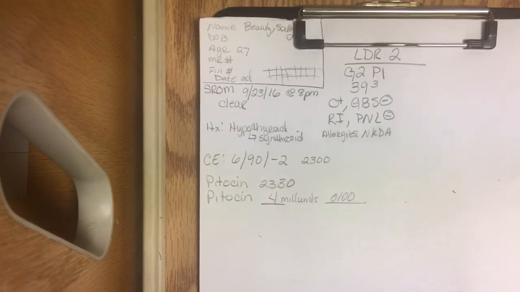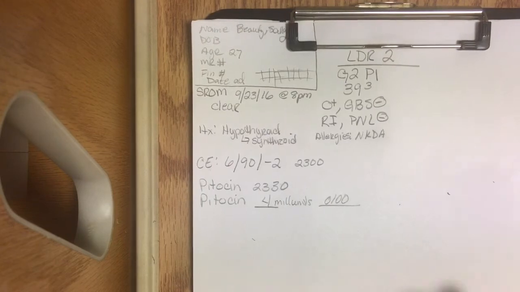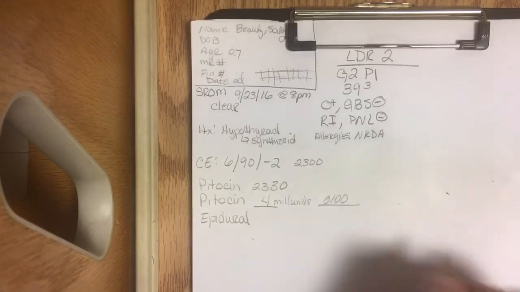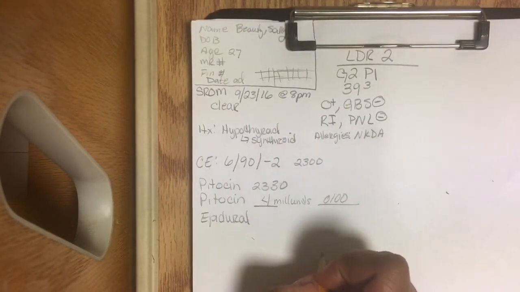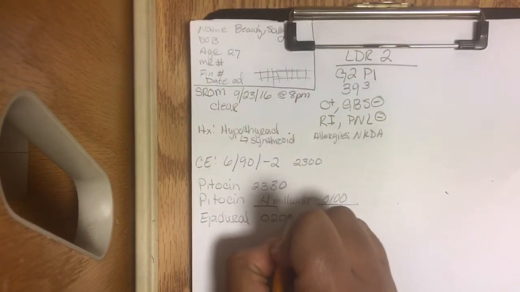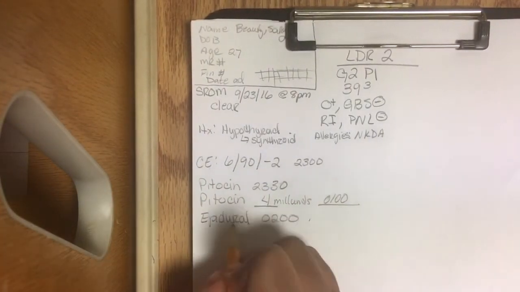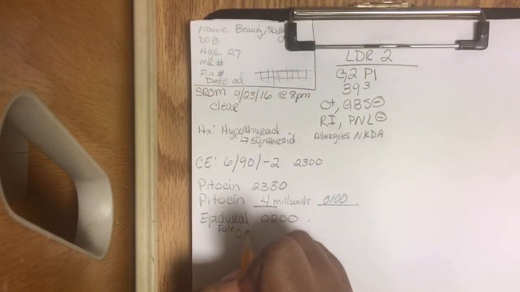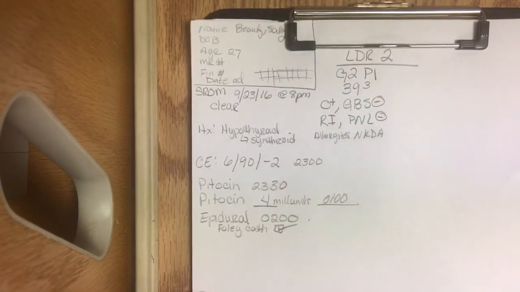Now, is she doing natural labor? Does she have an epidural? Let's say Miss Beauty has an epidural. So we write epidural and what time it was placed. Let's say she got this epidural at about 2 a.m. We need to know that. And with the epidural, you always get a Foley. So let's make sure we put Foley catheter, and I make a little box and say that it was done.